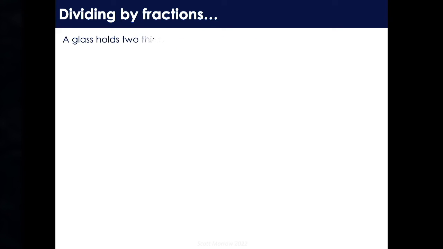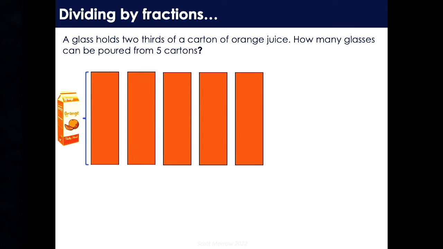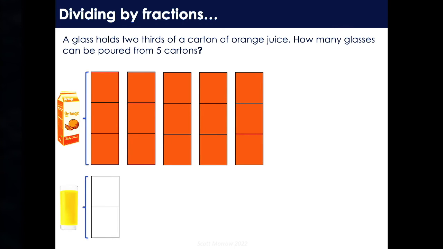A glass holds 2/3 of a carton of orange juice. How many glasses can be poured from 5 cartons? Let's start with 5 bars to represent the 5 cartons. A glass holds 2/3 of a carton, so we need to split our cartons into thirds. A full glass holds 2 of these thirds, so we can represent a glass with 2 of those parts. We can pour out the cartons 2/3 at a time to fill a glass at a time.